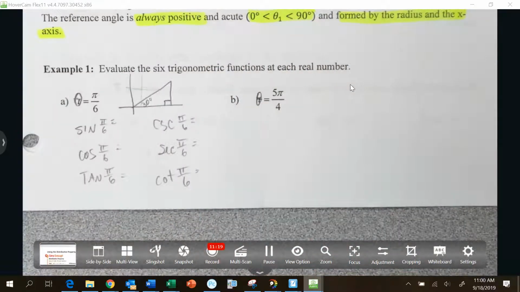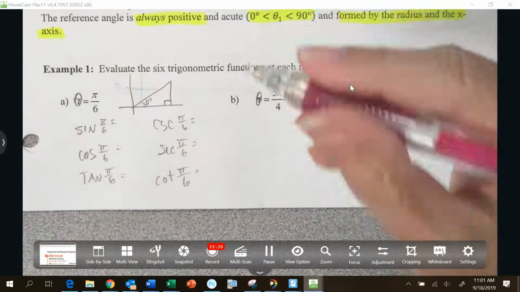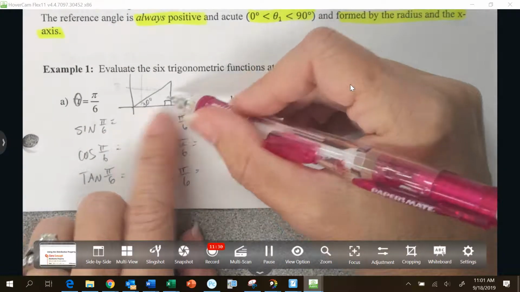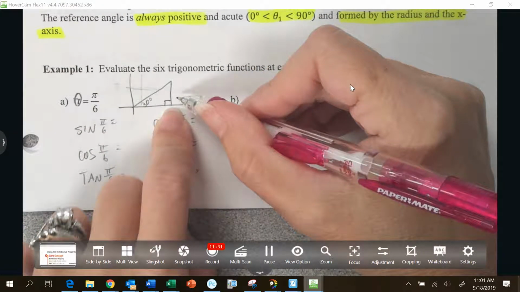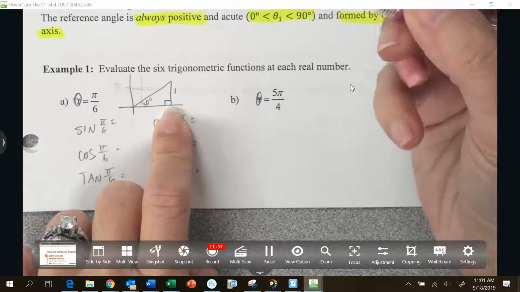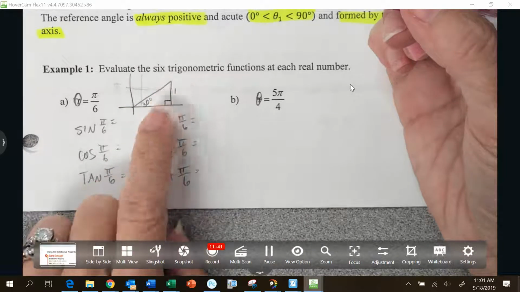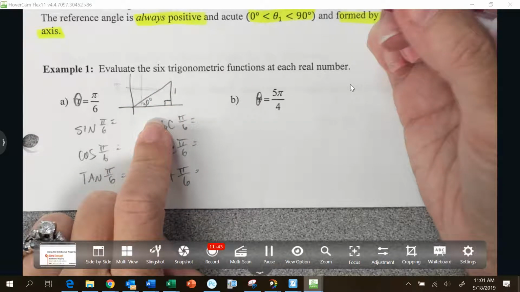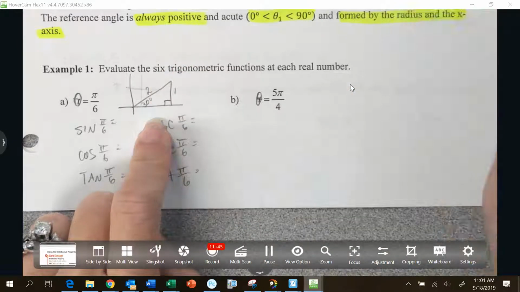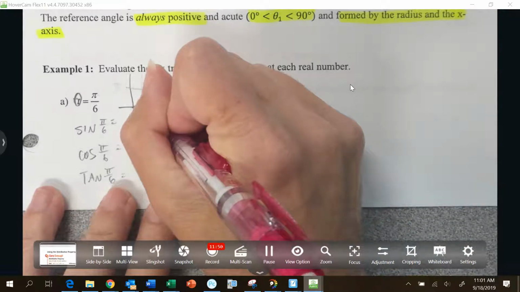There we go. So if I don't have these numbers memorized, then I'm going to have to think about my 30, 60, 90. And my shortest side is the one that's across from 30 degrees. And the shortest side is which number? That's the 1 or the 1x. My longest side, my hypotenuse, my radius, is which side? That's the 2 or the 2x. It doesn't matter if you do 1 or 1x. It does not matter. And then that means my bottom side on my x-axis is radical 3.